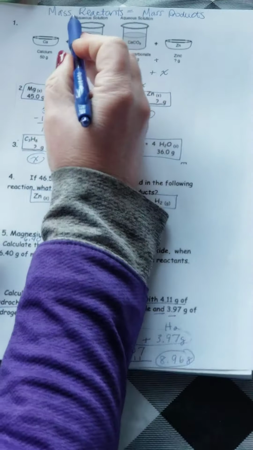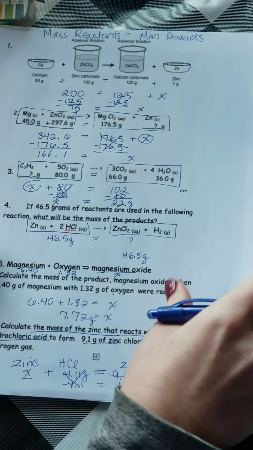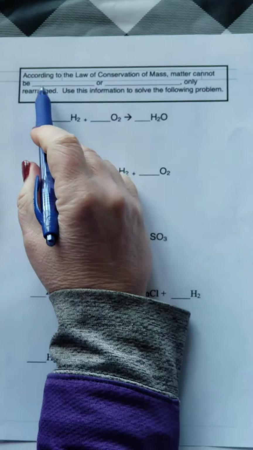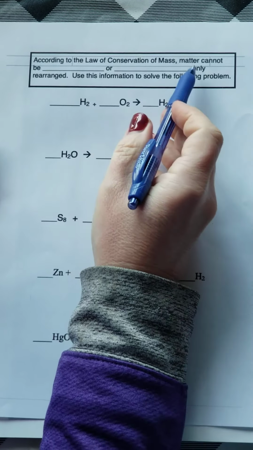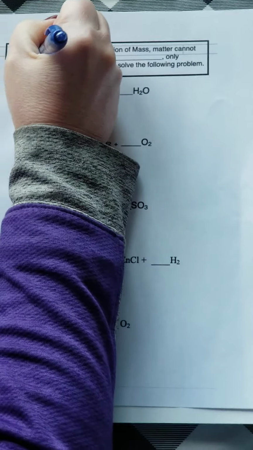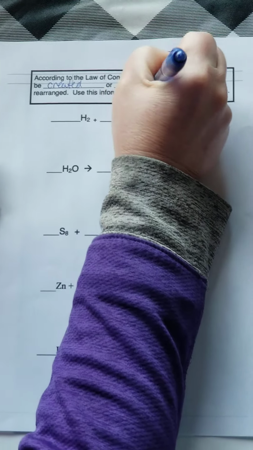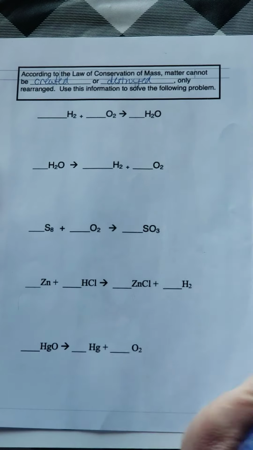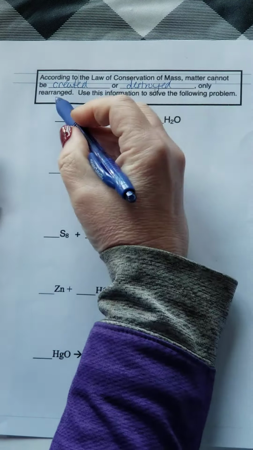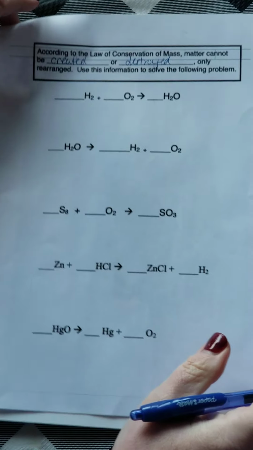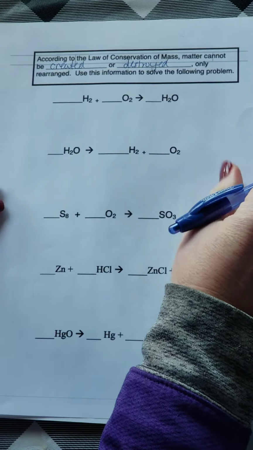Again, mass of reactants equals mass of the products. Now let's apply that to balanced equations. This all, of course, goes to the conservation of mass, where matter cannot be created or destroyed. Everything was made with the Big Bang, and since then, it's only been rearranged. So, again, the arrow is sort of like our equal sign.